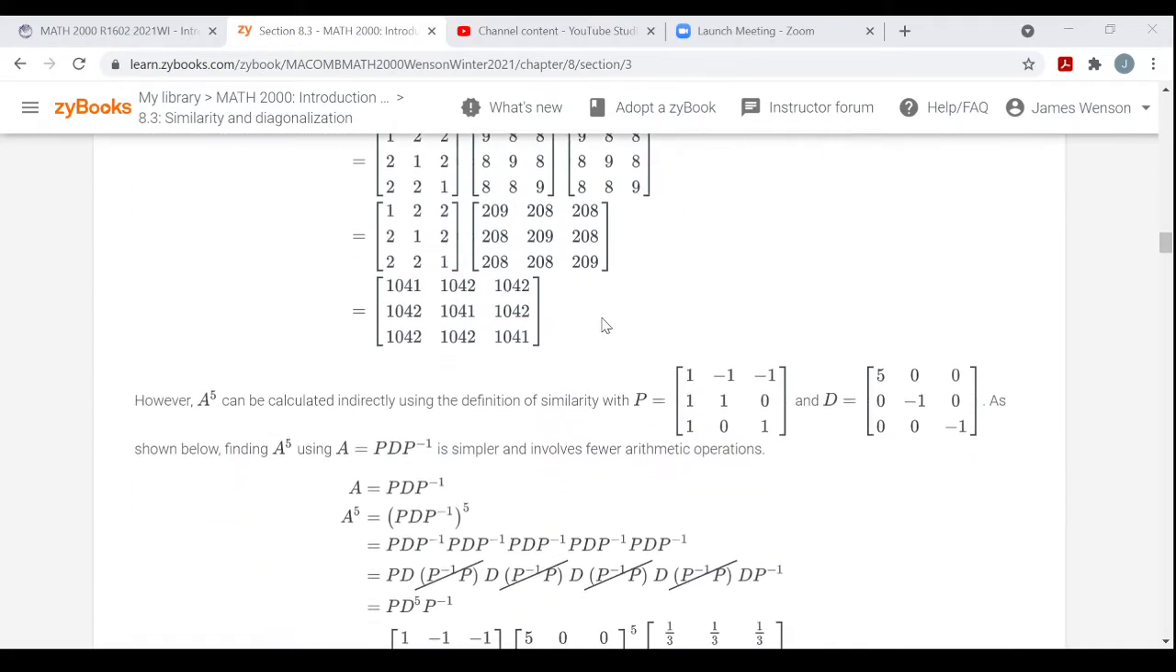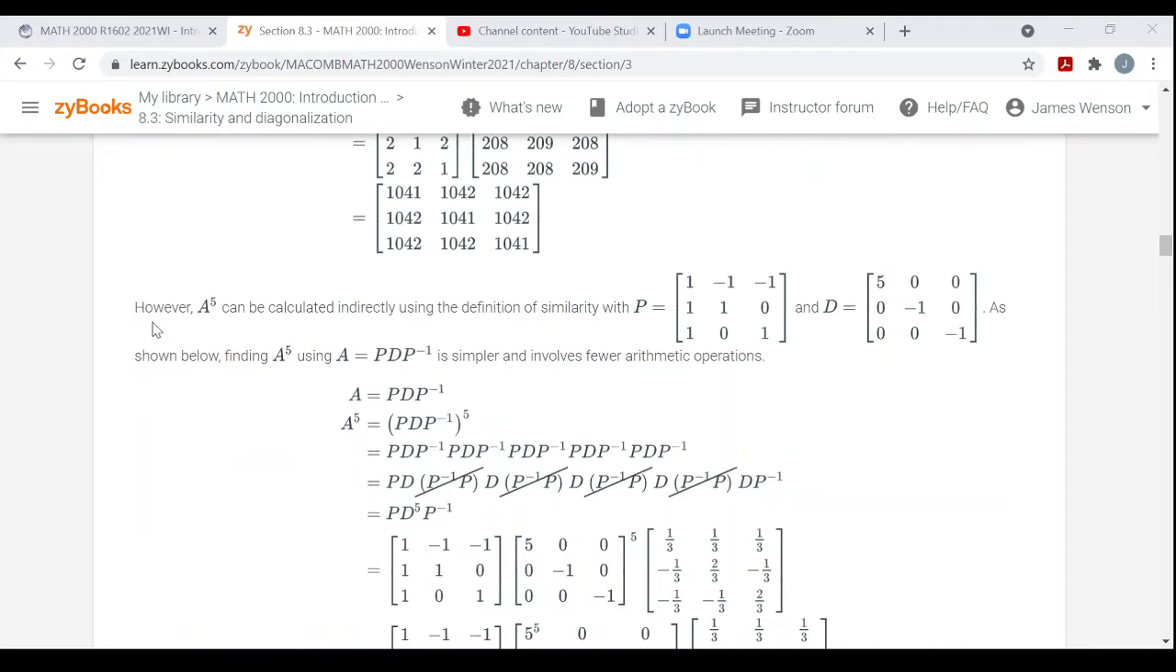I'll show you here. So see, for this A to the 5th example, they're saying, however, A to the 5th can be calculated indirectly by using the definition of similarity with P and D. Right, so P, notice that this is that invertible matrix. This is like the M earlier, but now it's P for some reason.